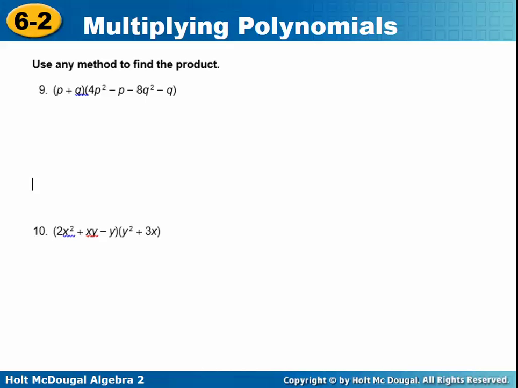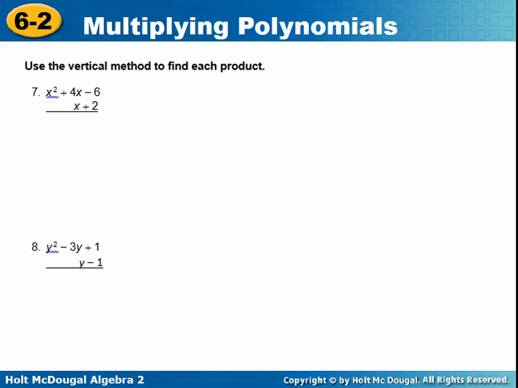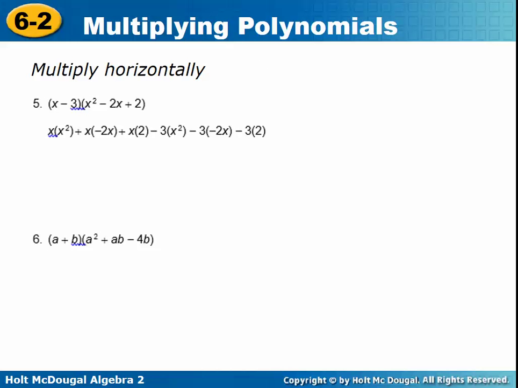Now I don't have any on here that are a trinomial by a trinomial, but number 9 is a binomial by a 1, 2, 3, 4. It has 4 terms, so that one you might want to try the table method. On the horizontal ones, number 5 is already started for you. Remember, you're going to use the distributive property twice.